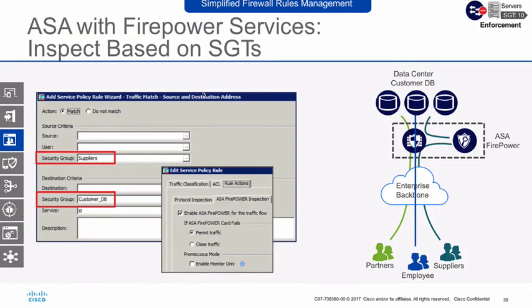ASA with Firepower services can also do inspection based on SGTs. So if I have particular traffic that ISE has assigned an SGT, maybe based on threat or vulnerability information, I can have rules set in ASA with Firepower to do some inspection or do something with that traffic as it comes through the firewall.